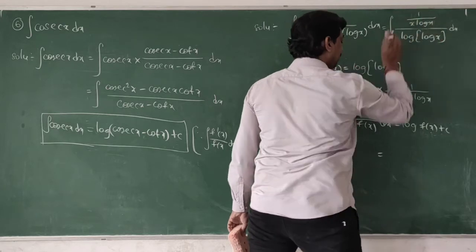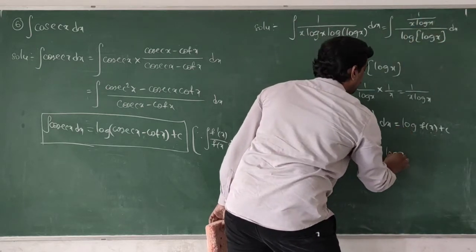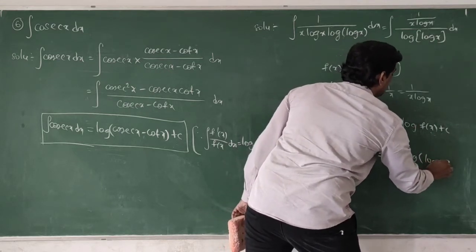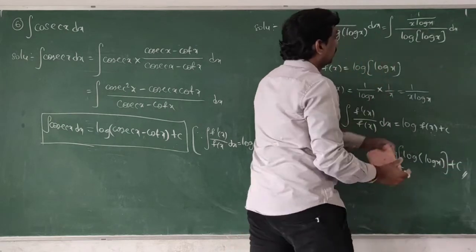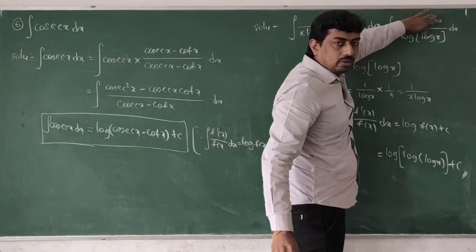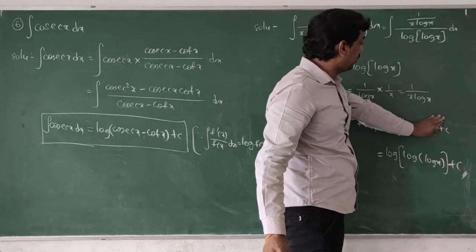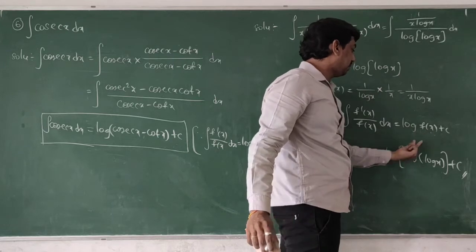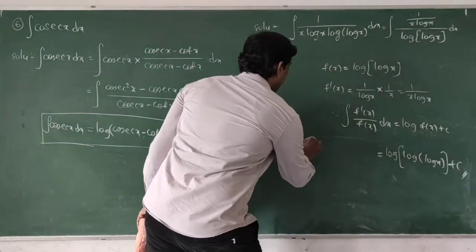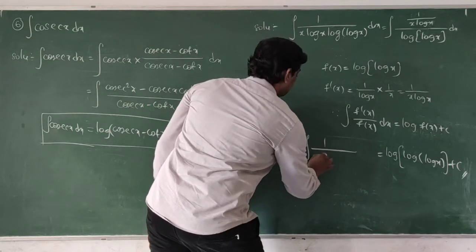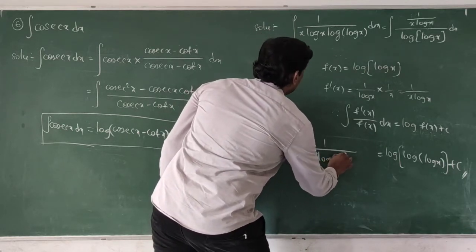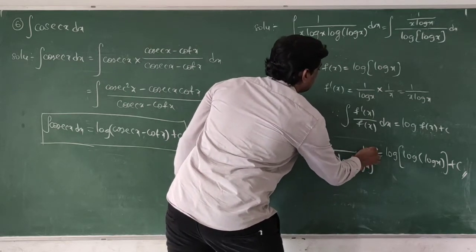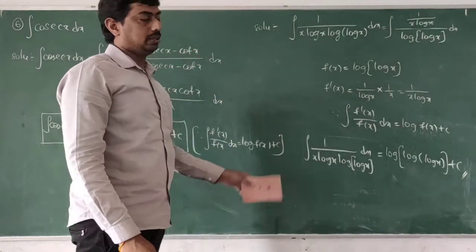F of x is log of log x. Already in the formula we have one log, that's why log of log x. Don't forget this one. Here in the function we have two logs, but in the formula log of f of x, f of x equals log of log x. So the final answer for this one is log of log of log x, plus c. Okay, this one is very important. Right.